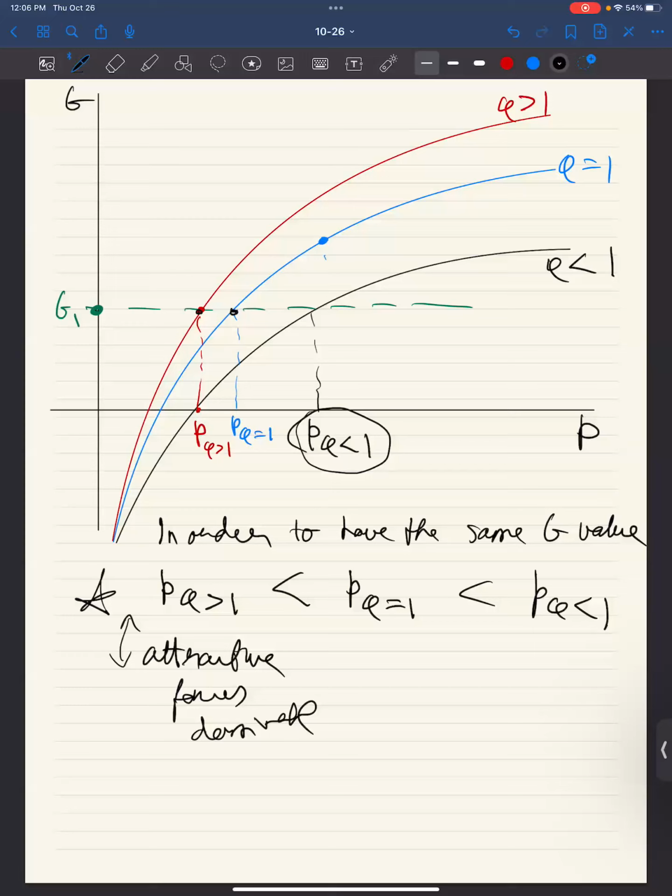If that's the only problem, then the argument... No, so what are we getting here? We are getting that for the same Gibbs energy, the pressure for the red one is lower than the pressure for the blue one, right? And we are saying that lower pressure means attraction. So we are saying that attractive forces dominate for phi more than one. Is that what they're saying? Yes, that's what I'm saying.